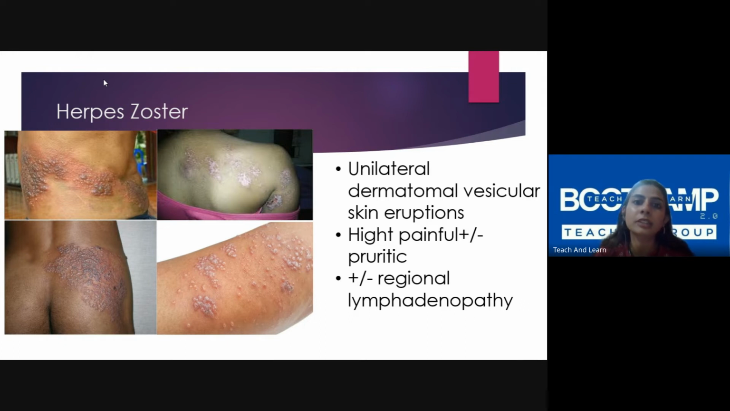But if you see the lesion, you will not miss it because it's unilateral. It's only present on one side. It is a dermatomal lesion, so it will not be there everywhere. It's just one dermatome area. And skin eruptions will be there, vesicles will be there. It is highly painful. Pain is more than itching. Some people do give an itching history, but pain is the most common.